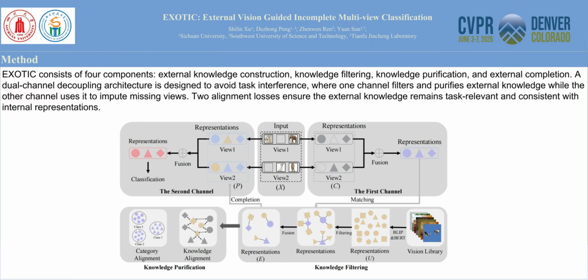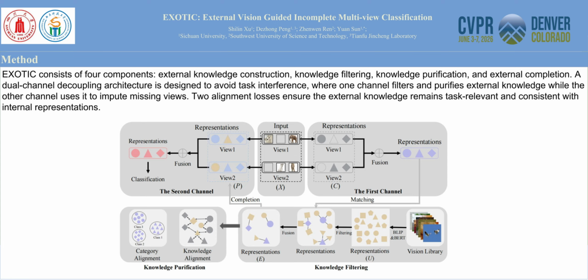The Exotic framework consists of four main components. First, external knowledge construction. We collect a large set of unlabeled images, such as a subset of ImageNet. For each image, we use BLIP to generate textual descriptions, then BERT to convert them into vector representations. This gives us a rich external knowledge library.